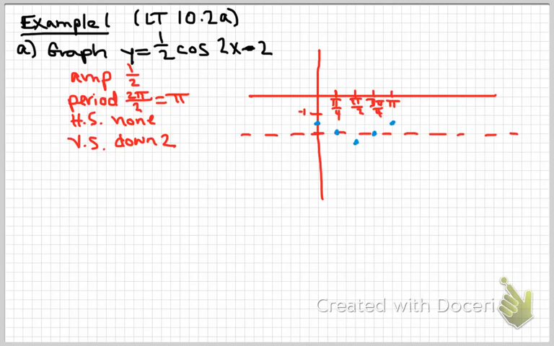And then the final thing we do is go ahead and connect those, because there was no horizontal shift, so I don't have to worry about moving those points after I make them on the graph. So there is my graph of y equals 1/2 cosine of 2x minus 2, where it's taking that graph and shifting it down 2 units.